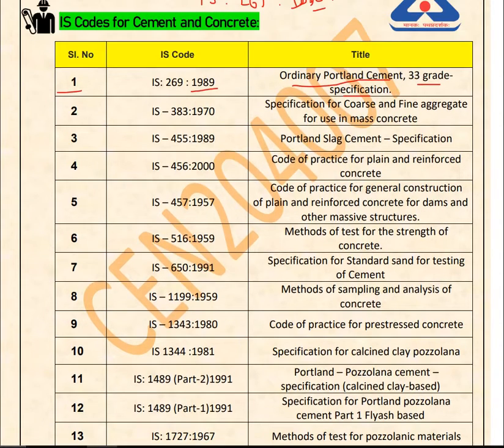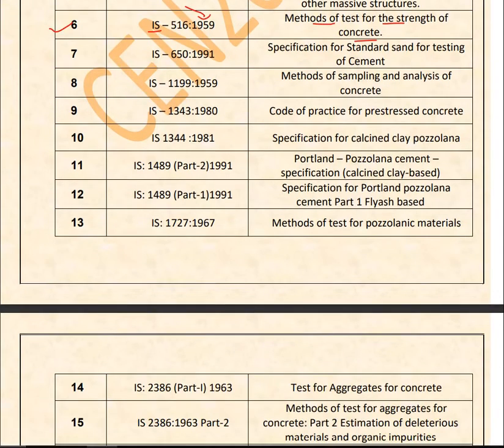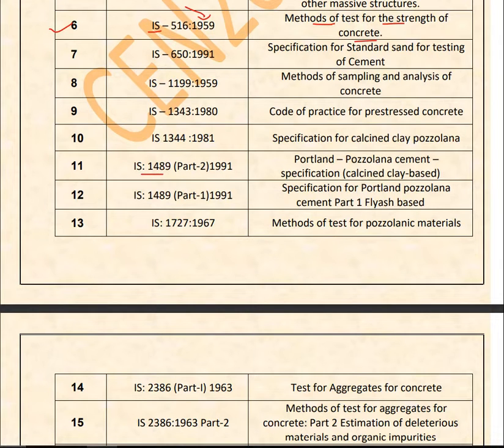And there are numerous codes enlisted like this. If we talk about the sixth code, that is IS 516, formed in the year 1959, method of test for strength of concrete. Apart from this, there is IS 1489 Part 2, 1991, Portland Pozzolana Cement specification, calcined clay based, and IS 1489 Part 1, 1991, specification of Portland Pozzolana Cement, Part 1 fly ash based.